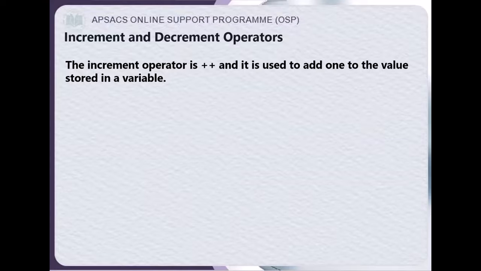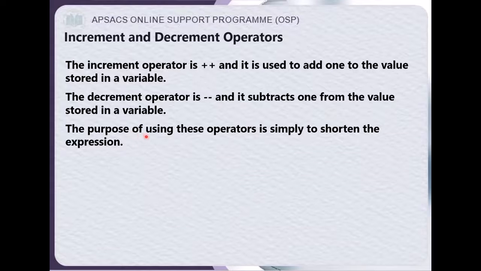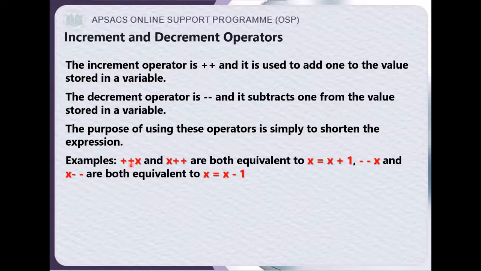Increment and decrement operators. The increment operator is ++ and it is used to add 1 to the value stored in a variable. The decrement operator is -- and it subtracts 1 from the value stored in a variable. The purpose of using these operators is simply to shorten the expression. For example, ++x and x++ are both equivalent to x = x + 1, and --x and x-- are both equivalent to x = x - 1.